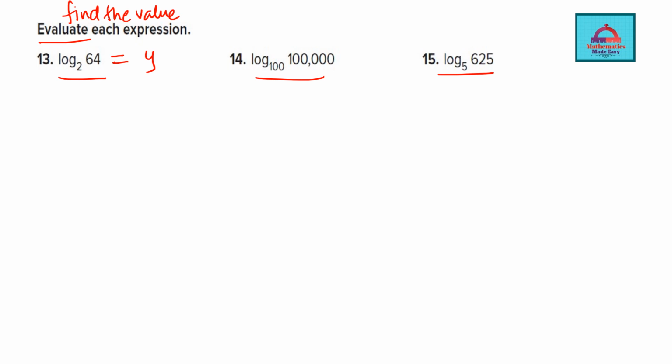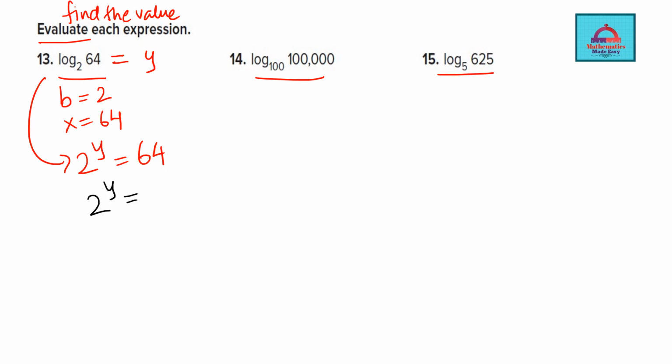So let's see this. Here the base is 2, x is 64. Let's convert it to exponent form first. Exponent form tells us that it will be 2 raised to the power y equal to 64. Now here the two bases are different, so we have to make them equal. How can I write 64 with base 2? What should come as the power? Check, use your calculator. Yes, you're correct. If you multiply 2 with itself 6 times, you will get 64. That means 64 can be written as 2 to the power 6.